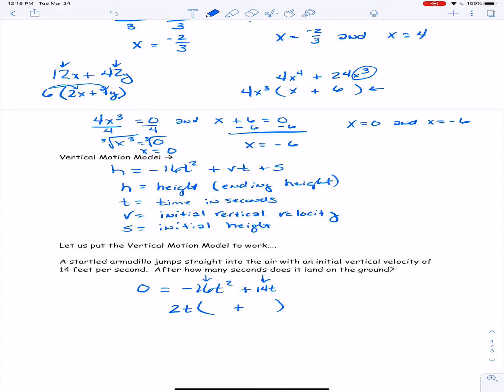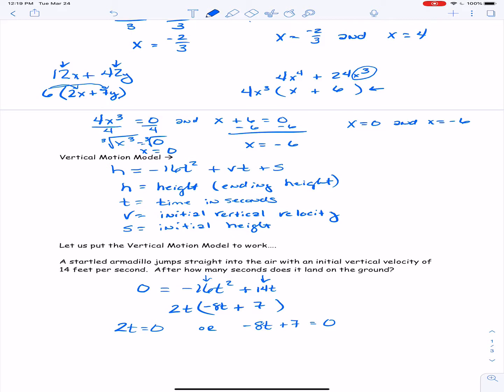So now I'm going to divide. 2t divides into negative 16t squared, negative 8t times. 2t divides into 14t, 7t times. Everybody good so far? Now I'm going to use the zero product property, and I'm going to set both of these equal to 0. So I get 2t equals 0, or negative 8t plus 7 equals 0.